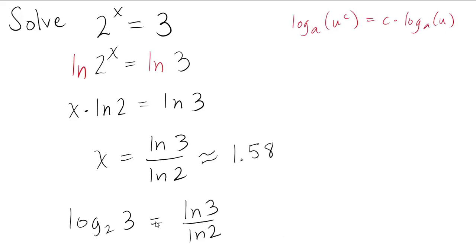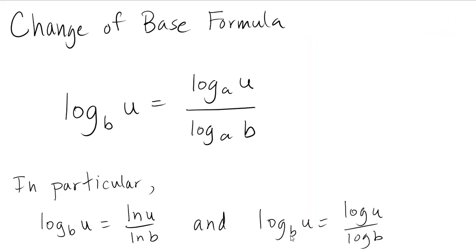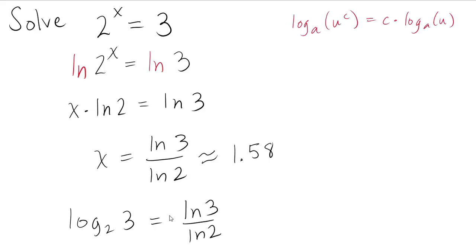Log base 2 of 3 is the natural log of 3, that's the natural log of the original input, divided by the natural log of 2. That's the natural log of the base. But you can do that for any base you want. So for example, that's also true for the common logarithm. Log base b of u can be written as the common log of u over the common log of b. I like the natural log, so that's what I used here.